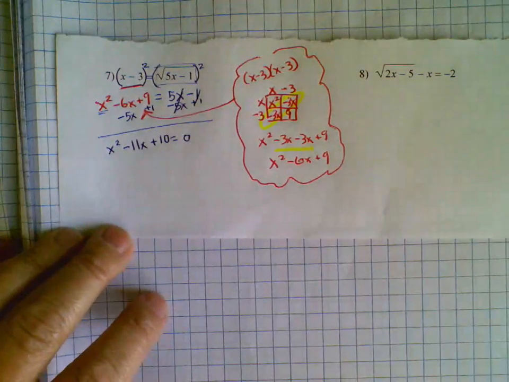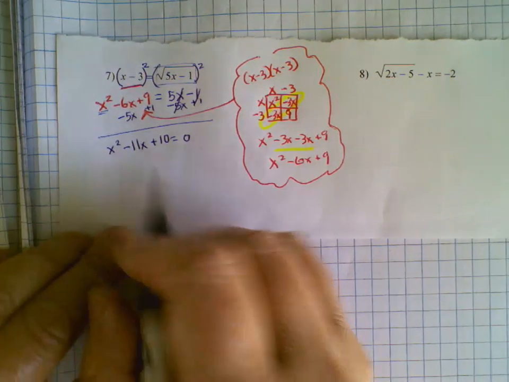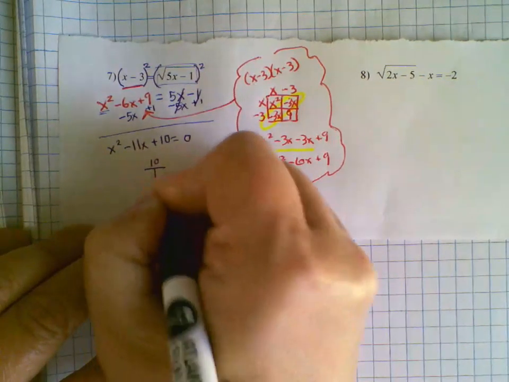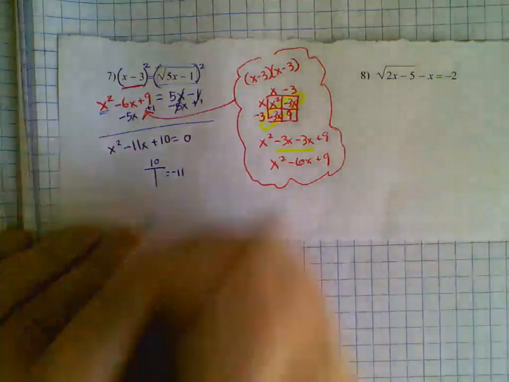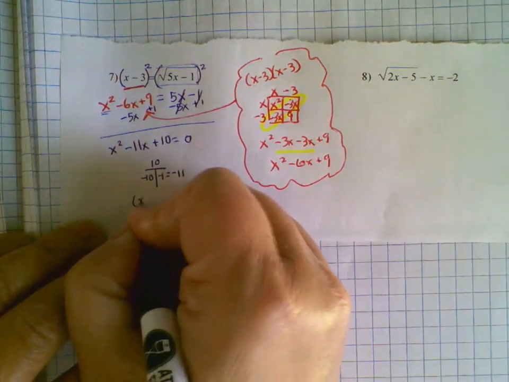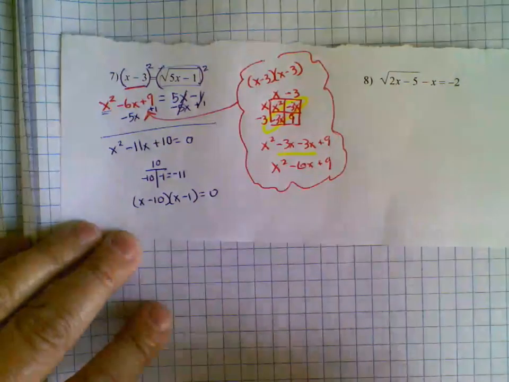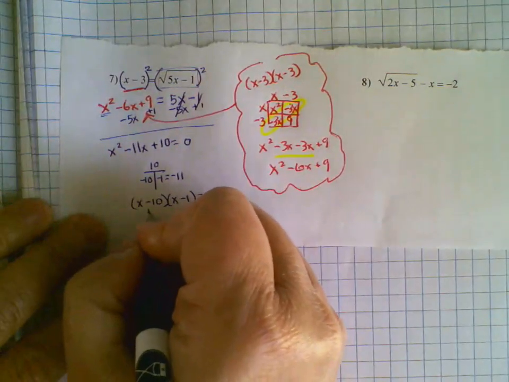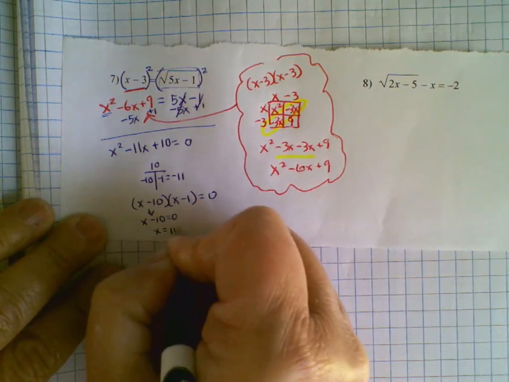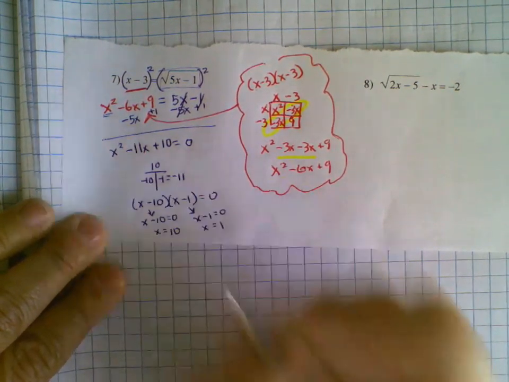All right, so we had to do some extra work, but now it's really no harder than the previous two. So I'm looking for a pair of numbers that multiply to give me 10 and add to give me negative 11. And that's just negative 10 and negative 1. So I've got x minus 10 times x minus 1 equal to 0. And that's going to then give me x minus 10 equals 0, so x equals 10. And x minus 1 equals 0, so x equals 1.